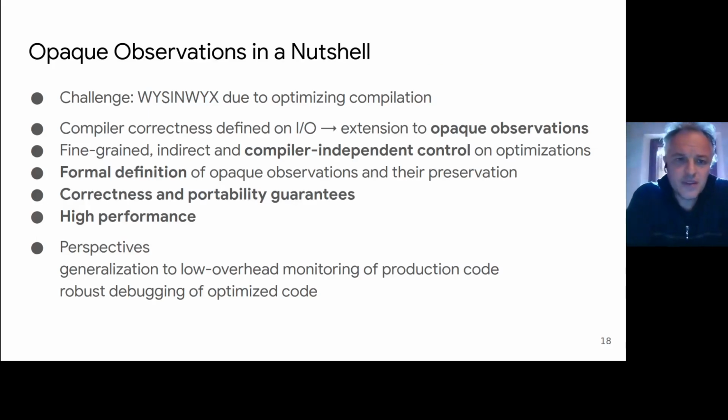Just to conclude, in a nutshell, we have seen that this within weeks phenomenon is a typical representative of this interplay between optimizing compilation and security properties, and we proposed a portable and robust method to extend the compiler correctness guarantees, like the validity properties of program transformations, to the notion of opaque observations that are much lighter weight than actual I/O. We show that we can implement these fine-grained and indirect control and optimizations without much impact to a production compiler. We also propose the first formalization and correctness proof of such an approach. And we did confirm that the performance was there compared to the state of the art.